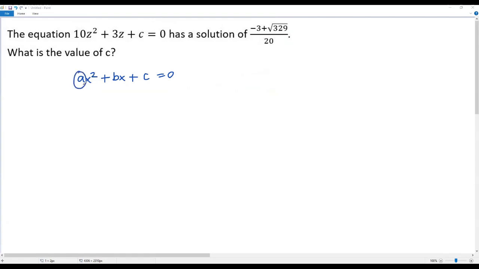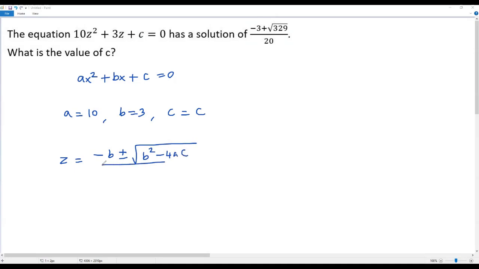So a is the coefficient of x². At the place of a we have 10 in the given quadratic equation, so we can take a equal to 10. b is the coefficient of x. At the place of b we have 3 in the given quadratic equation, so b equals 3. At the place of c we have c itself, so c equals c. And to solve this quadratic equation using the quadratic formula, z is equal to (-b ± √(b² - 4ac))/2a.